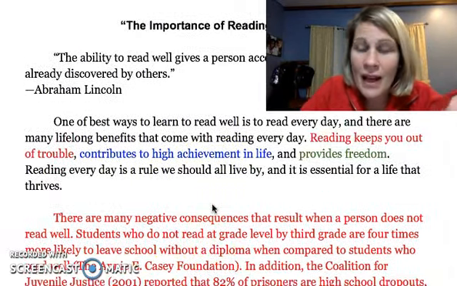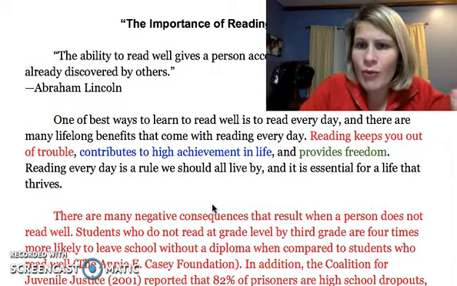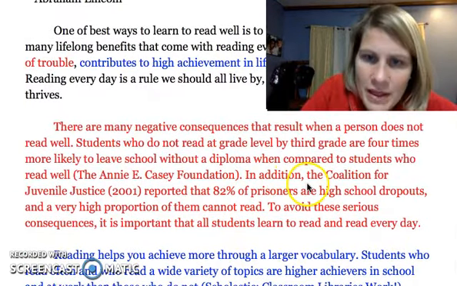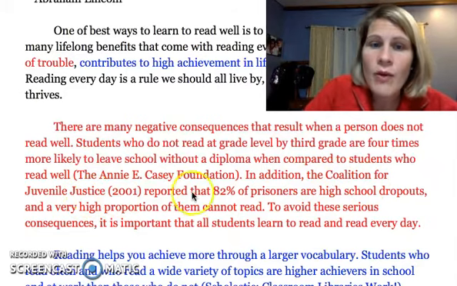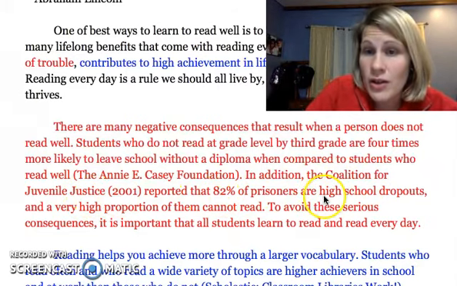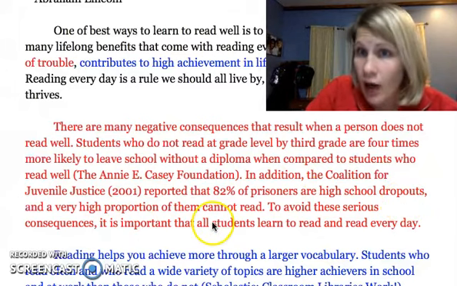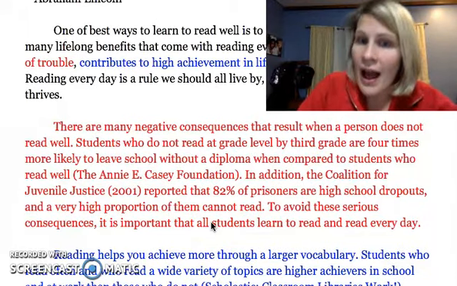So back up. That was one piece of evidence that answers the how. Now I've got reading keeps you out of trouble, and I'm going to say how again. Here's another piece of evidence. In addition, the Coalition for Juvenile Justice reported that 82% of prisoners are high school dropouts, and a very high proportion of them cannot read. Okay, reading keeps you out of trouble. How?